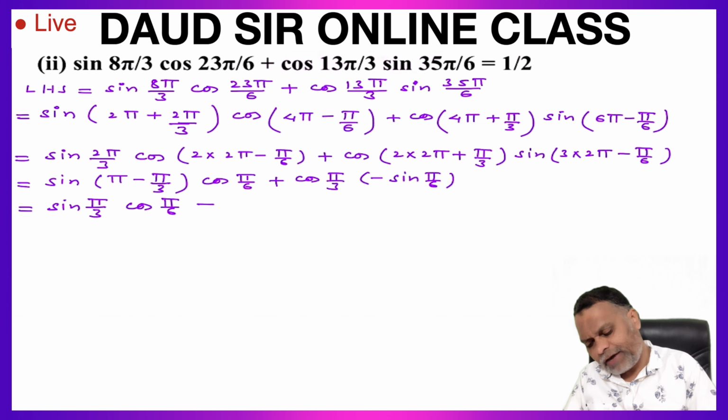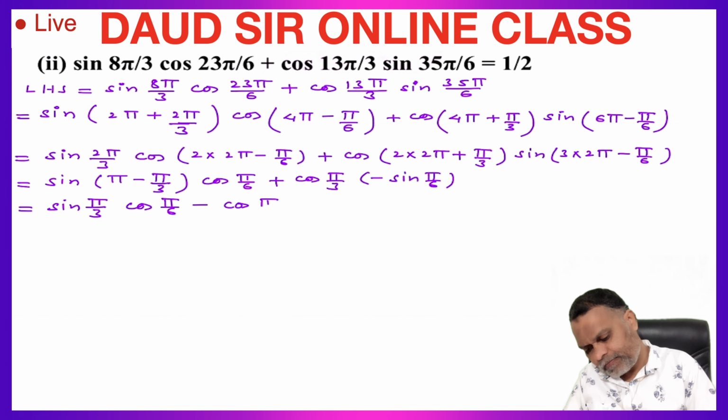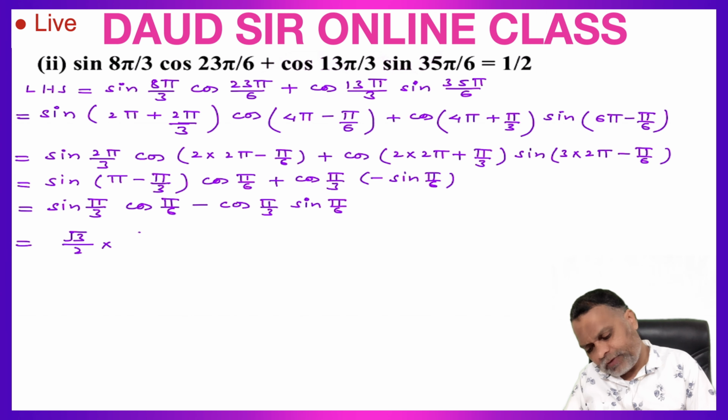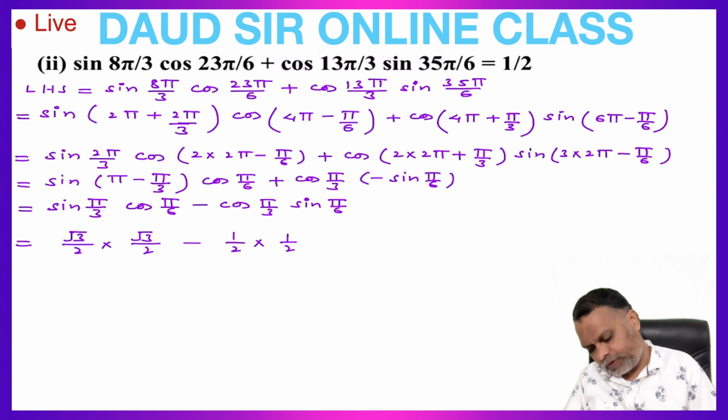Plus minus multiplication minus: cos pi by 6 into cos pi by 3, into sin pi by 6, sin pi by 3. Substitute the values. Sin 60 degree root 3 upon 2, cos 30 degree root 3 upon 2, minus cos 60 degree 1 upon 2 into sin 30 degree 1 upon 2. Simplify this.